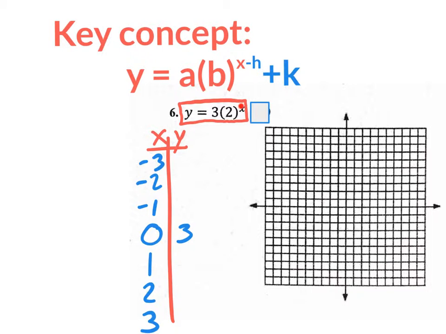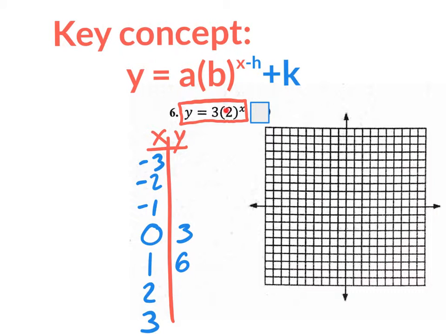You could plug in a 1. Should we do that just for fun? Yeah. Okay, what's 2 to the 1 power? 2. And what is 2 times 3? 6. So you could do what we just did right there to get out a 6 when you plug in a 1. But it's easier if you understand that the b is the growth factor or the decay factor. But in this case, it's a growth factor.